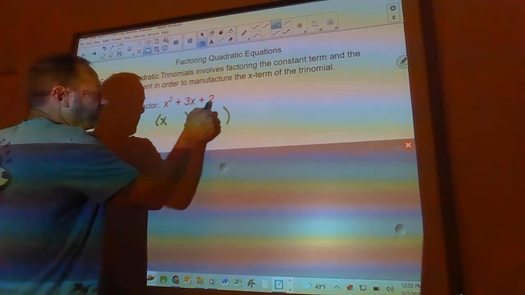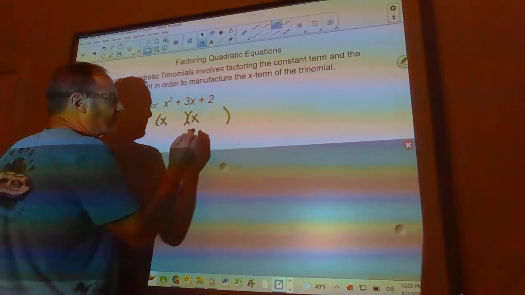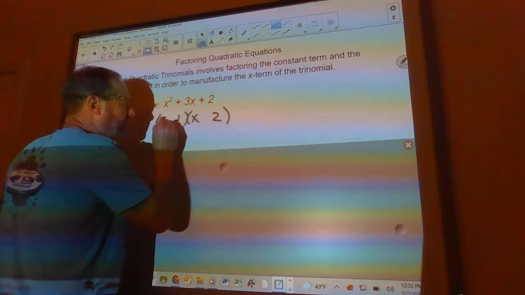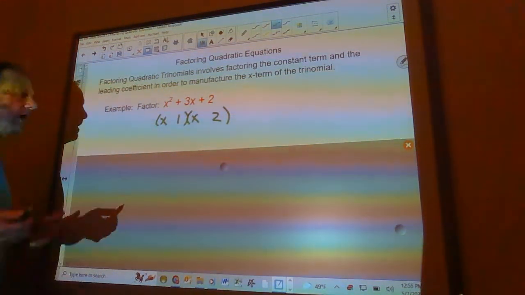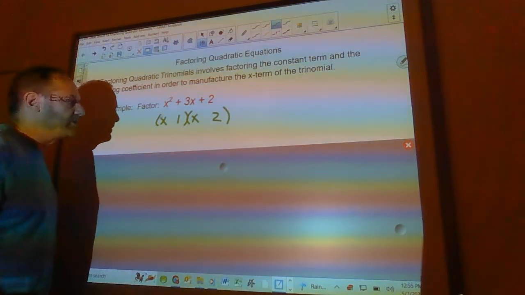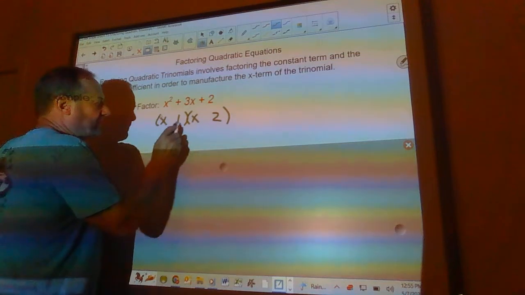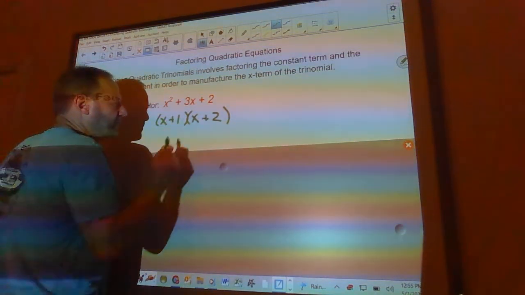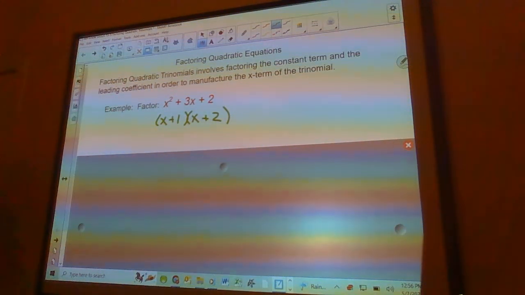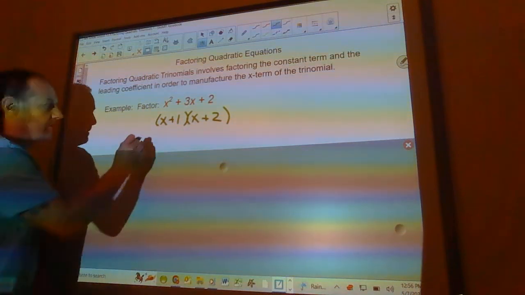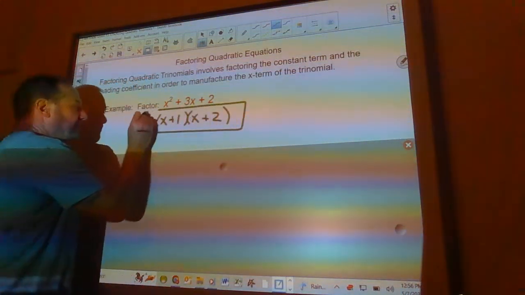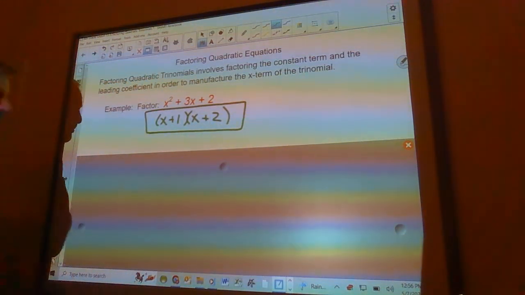There's nothing else I can do. Also, the only factors of 2 are 2 and 1. It doesn't matter if I put them here or here. I could switch them. It wouldn't make any difference. And I just need to be able to make 3 out of 1 and 2. Well, that's going to be plus 1 and plus 2 makes 3. And so I factored this, and I am done. I was able to factor my trinomial. So this is like reverse FOIL.